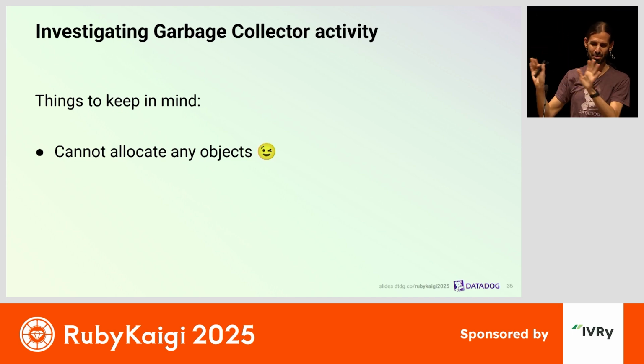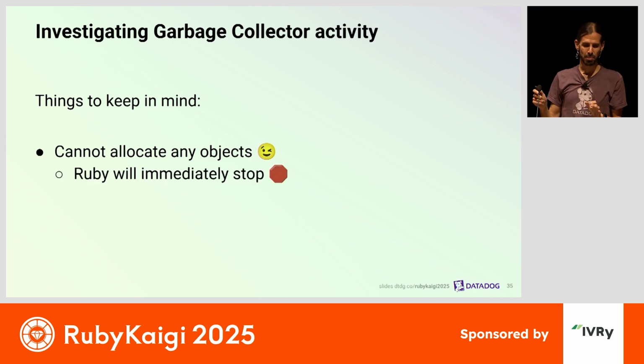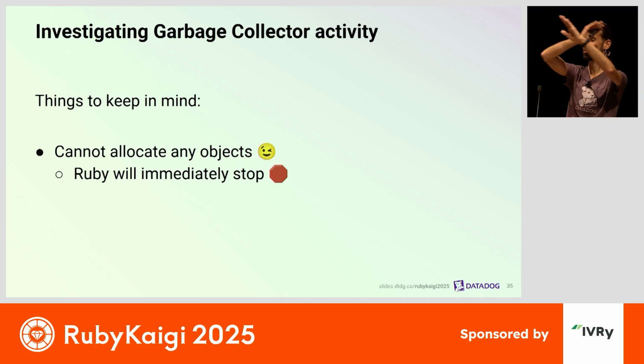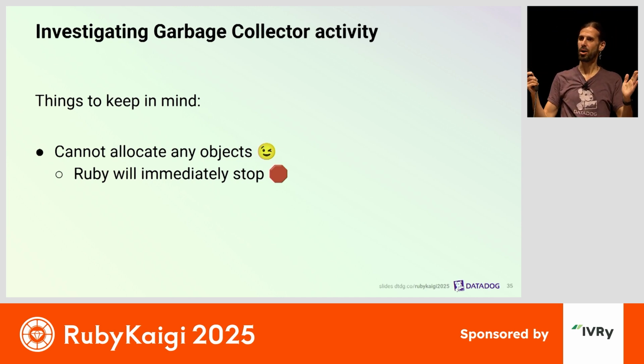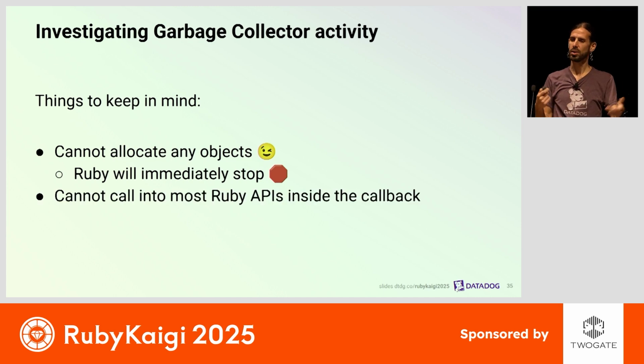It will not be very good. So you cannot do this, and actually Ruby will immediately stop, will kind of say, nope, you're doing this wrong. So this is very helpful, but yes, obviously it means you need to be a bit careful when you're writing this kind of tool to not allocate any objects. And also, you cannot call into most Ruby APIs inside this callback because, again, most Ruby APIs often need to create objects, so kind of this would happen.